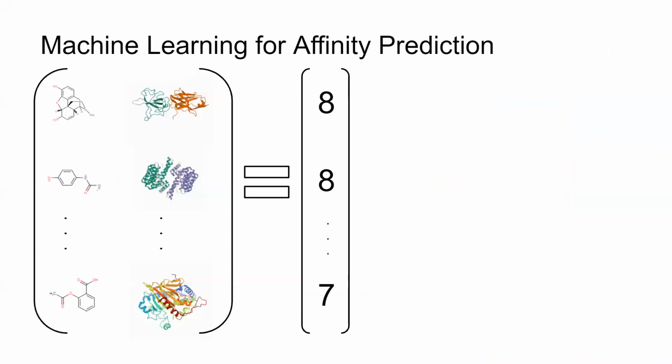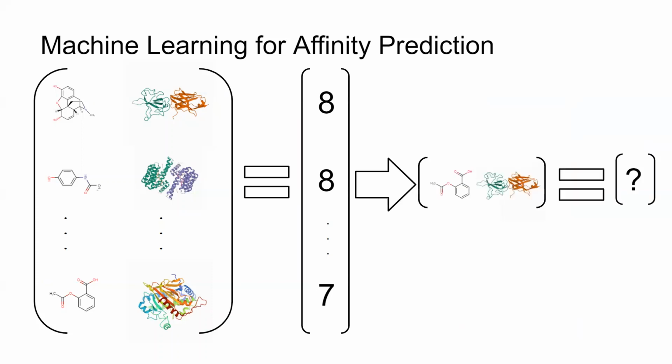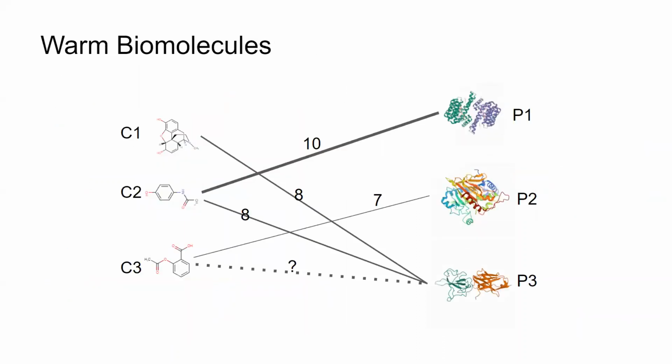And most of these affinity prediction models relied on machine learning, because machine learning allowed us to ask the following question. Given a set of ligand and protein pairs with these affinity scores, what would be the affinity between this compound and this protein? Here, compound and protein can be novel or not. And now let's investigate and name each scenario.